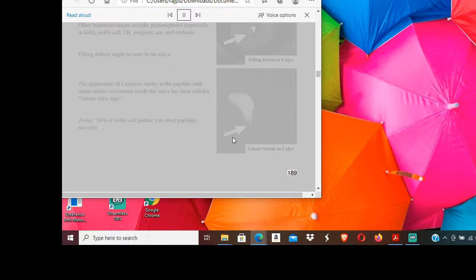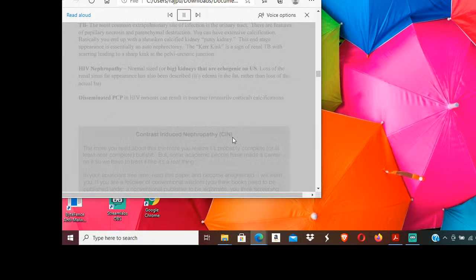TB. The most common extrapulmonary site of infection is the urinary tract. There are features of papillary necrosis and parenchymal destruction. You can have extensive calcification. Basically, you end up with a shrunken, calcified kidney, putty kidney. This end-stage appearance is essentially an autonephrectomy.